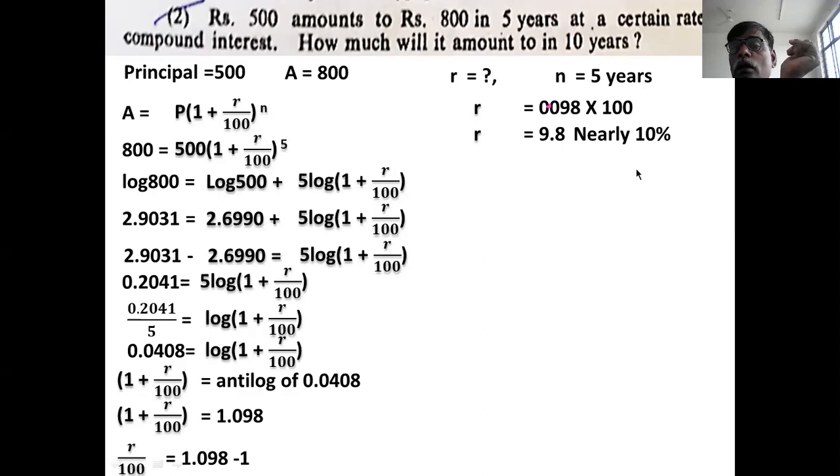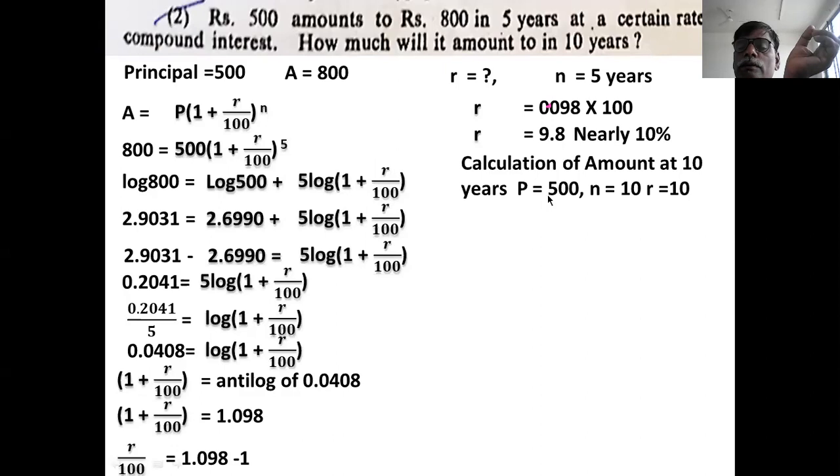Now you calculate the amount at the end of 10 years. So you take the original principal. Principal is 500. N is 10 years. R is 10%, rate of interest is 10%. N value is 10 years, because they asked to calculate the amount at the end of 10 years. Original principal is 500. If you solve this question, you will get the answer.